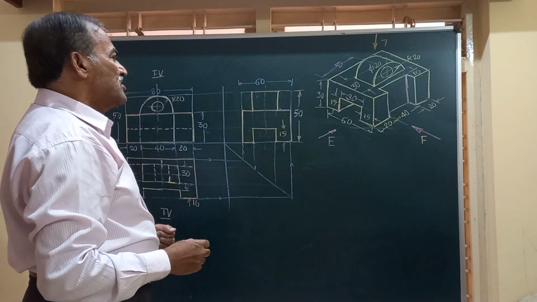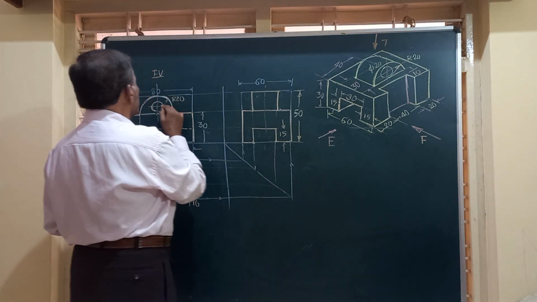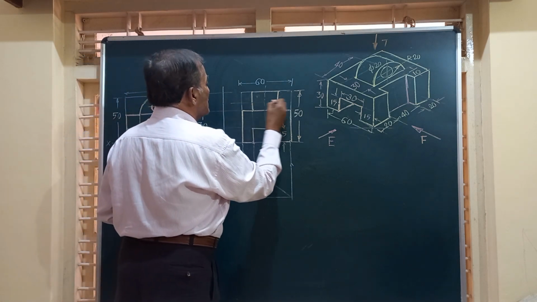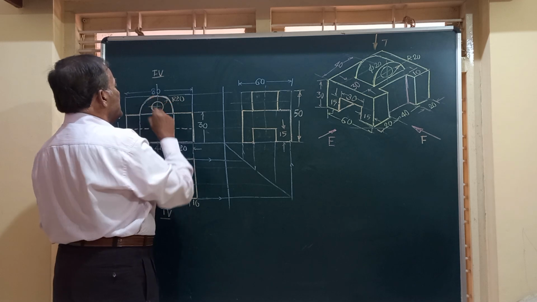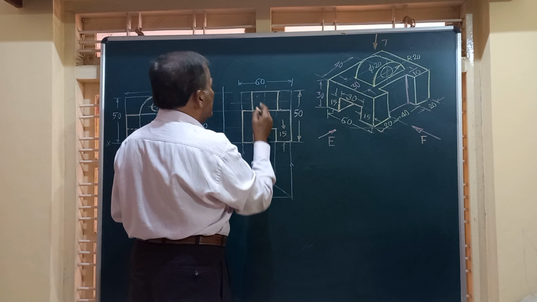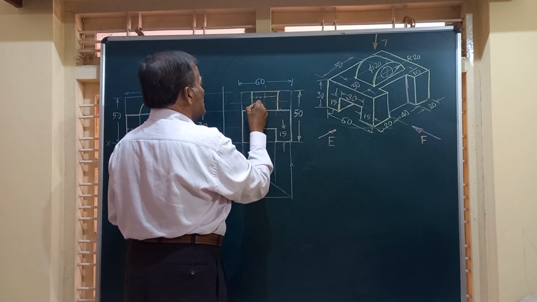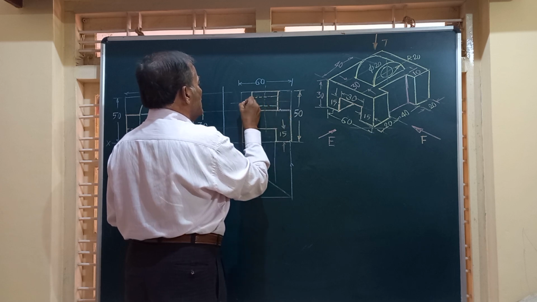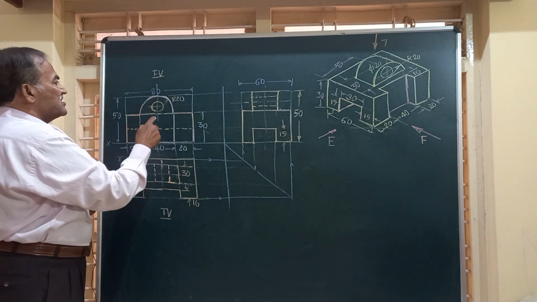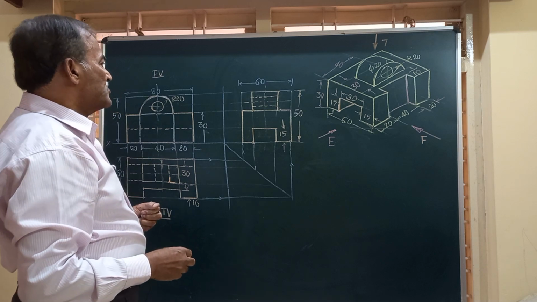Then what else you got? You have got a circle. So this is seen here. So you have to just project the line from here. And friends, for this radius, that is diameter 20, radius will become 10. So you have to have a circle shown by two dotted lines and a center line. So this is the representation for the circle. This top surface is this. Friends, what else you see here?